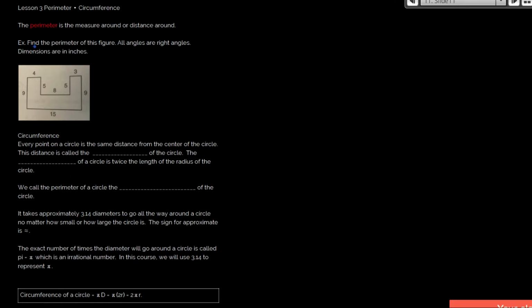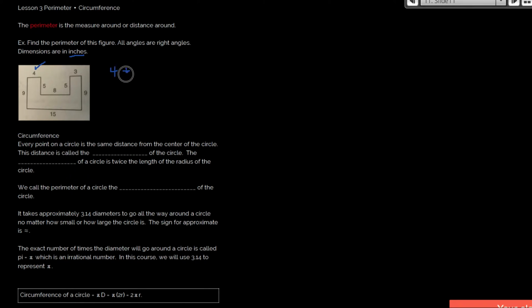So example 1 says find the perimeter of this figure. So we're going to find the distance around the figure. All angles are right angles and dimensions are in inches. So what we're going to do is you can start in one place and just make your way around. I'm going to start with the 4 and go counterclockwise, and I'm just going to write them down.